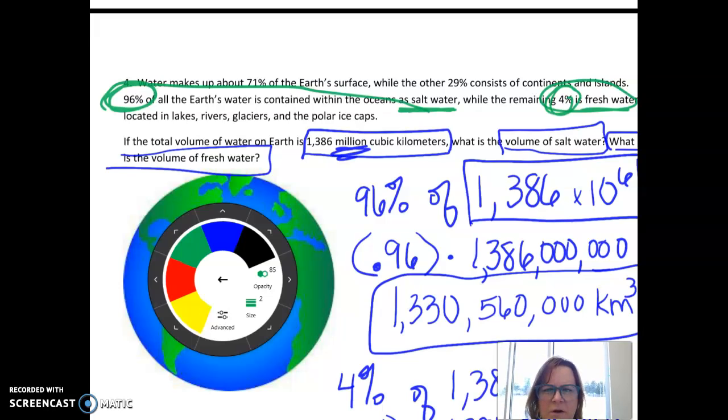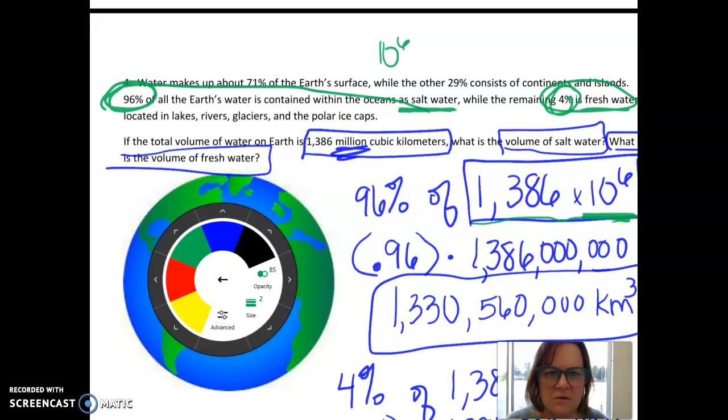If the total volume of water on Earth is 1,386 million cubic kilometers, what's the volume of salt water? And what's the volume of fresh water? So I started with the salt water. I'm finding 96% of 1,386 million. And you can see how I wrote million. I wrote it as 1,386 times 10 to the 6th. And I know that's true because 10 to the 6th is a million. It's just a quicker way. This is scientific notation. It's a quicker way to write a million.